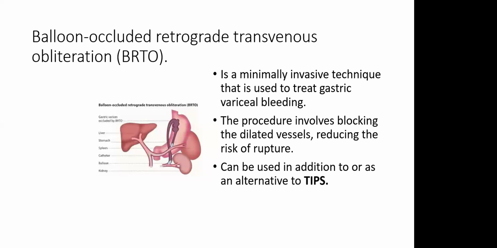And then we also have balloon-occluded retrograde transvenous obliteration of the varices. Basically, you get through the portal system and then do balloon occlusion of those varices and inject a sclerosant. It is an alternative to TIPS, but most of the time it's also used as a stopgap measure before the creation of a TIPS shunt. Or the two of them can be used all together. Next.